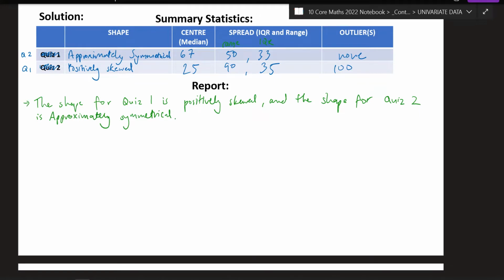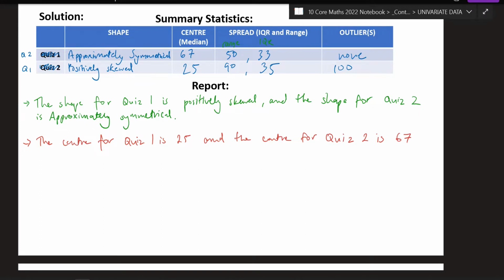Second thing we compare is the center or the median. So you'd say the center for quiz 1. Now, this might seem tedious, but in your SACs, in your 11, this literally counts for 4 marks, just reporting. I know it's annoying to have to write all of this, but make sure that you have it. The center for quiz 1 is 25, and the center for quiz 2 is 67.